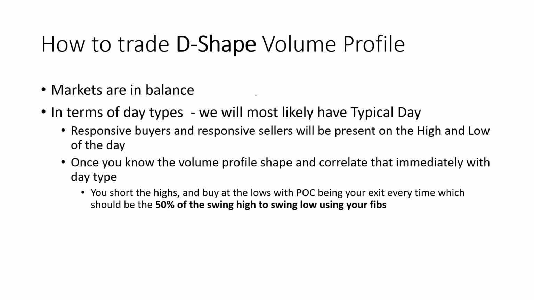And usually from a typical day, you can go to an extended typical day, and you don't want to be caught long on the bottom in those hours, and then they just break through it down, and then you have a losing trade. So usually, between 2:30 and 4, you want to stop trading the typical behavior of being a responsive buyer on the bottom, seller on the top. Does that make sense?